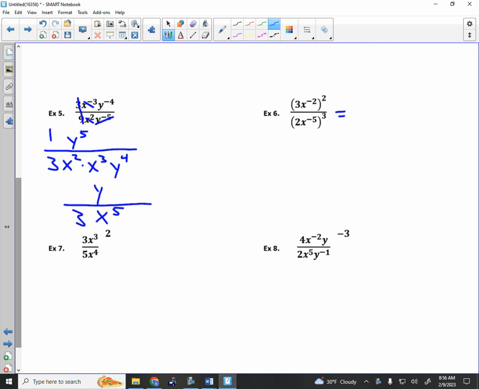Let's try number 6. That looks a little tricky. This asks me to square them. We'll start by squaring this. What is 3 squared? 9. And then it's going to be x to what power? Negative 2 to the second. So if I have a power to a power, I multiply. And negative 2 times 2 is negative 4.